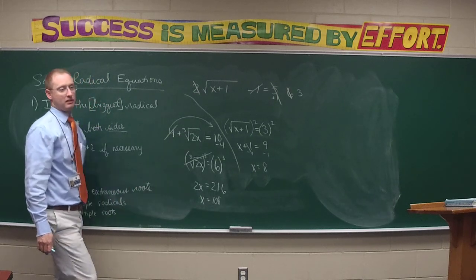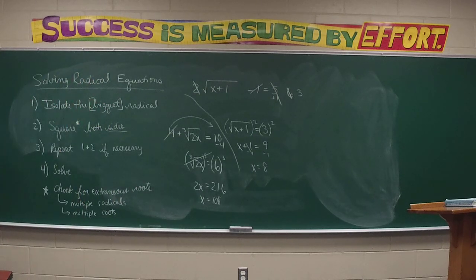4 plus 6? 10. There we go. It checks out. Questions on that? Isolate the radicals, square both sides. It's what we do to solve radical equations. Except in this case, it was cube both sides.